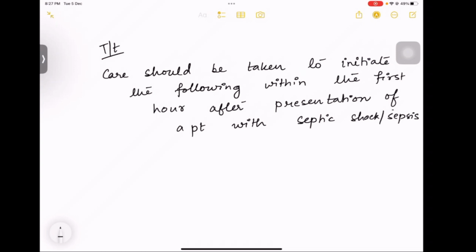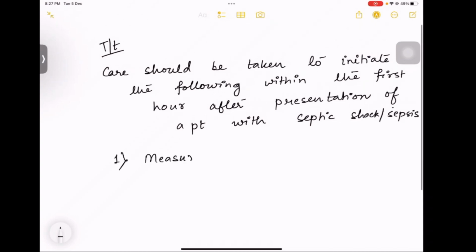Now you have to treat the patient. So care must be taken to initiate the following within the first hour after presentation of a patient with septic shock. Because septic shock is an emergency, so you have to take care of certain things in the first hour.